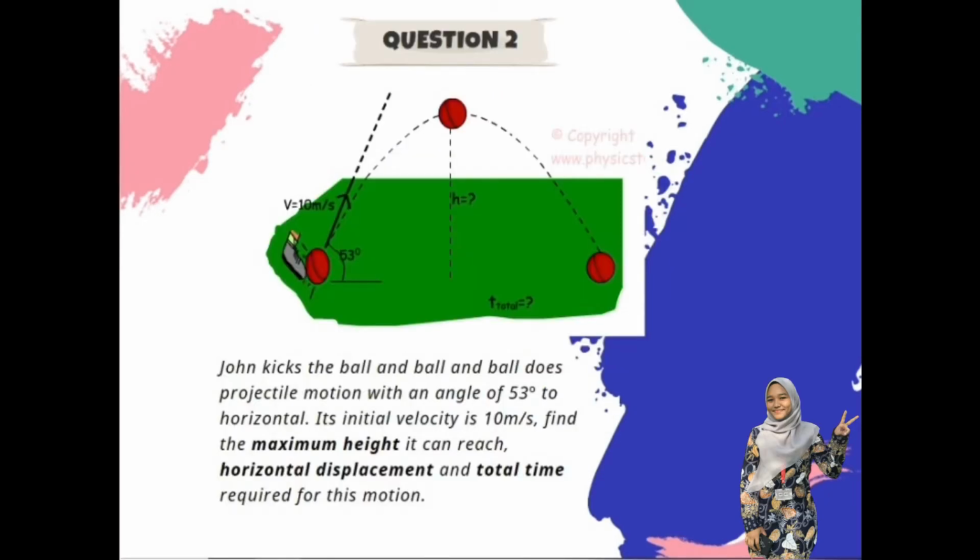Okay, for the question 2, John kicked the ball and the ball does projectile motion with an angle of 53 degrees to horizontal. Its initial velocity is 10 meter per second. Find the maximum height it can reach, horizontal displacement, and the total time required for this motion.